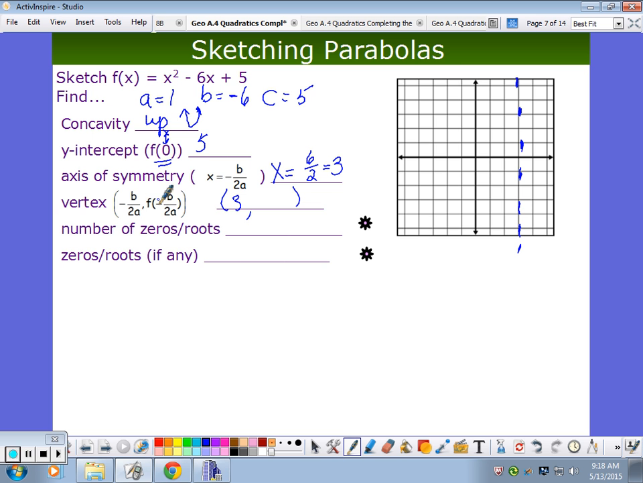Now what does this mean? F of negative b over 2a. Right? Yeah. That means f of 3. And that means when x is 3, what do you get? Well, I don't know. 3 squared is 9. 9 minus 6 times 3. 9 minus 18 is negative 9. Negative 9 plus 5. Negative 4. All right, so I got the vertex. 1, 2, 3. 1, 2, 3, 4. Concave up, right?